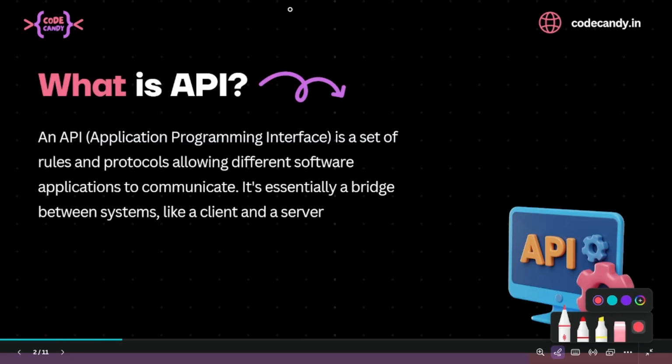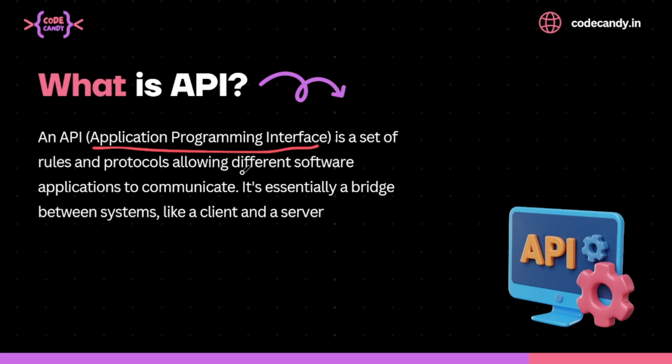What is API? API is an application programming interface, right? It is a set of rules and protocols allowing different software applications to communicate. What it is saying, it's a bridge between a client and a server. So as we all know, we'll go into a topic every time with a real-time example, right?